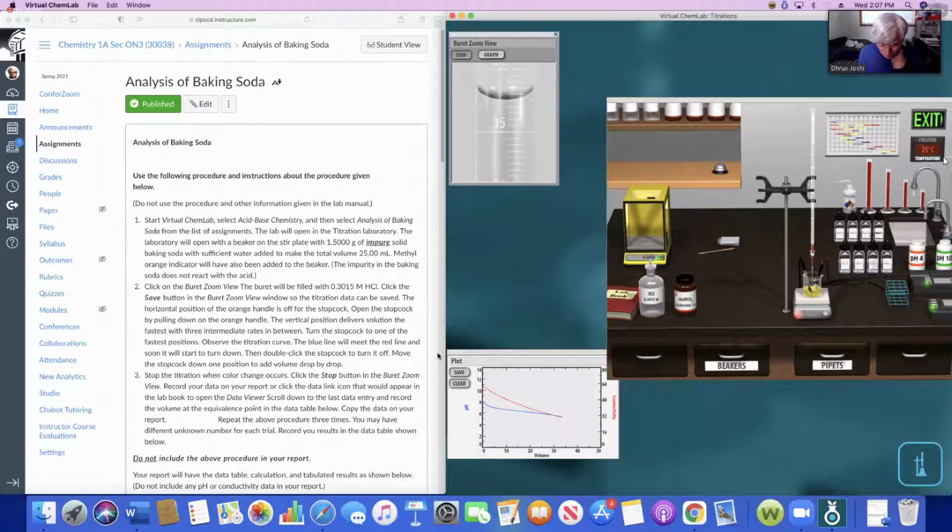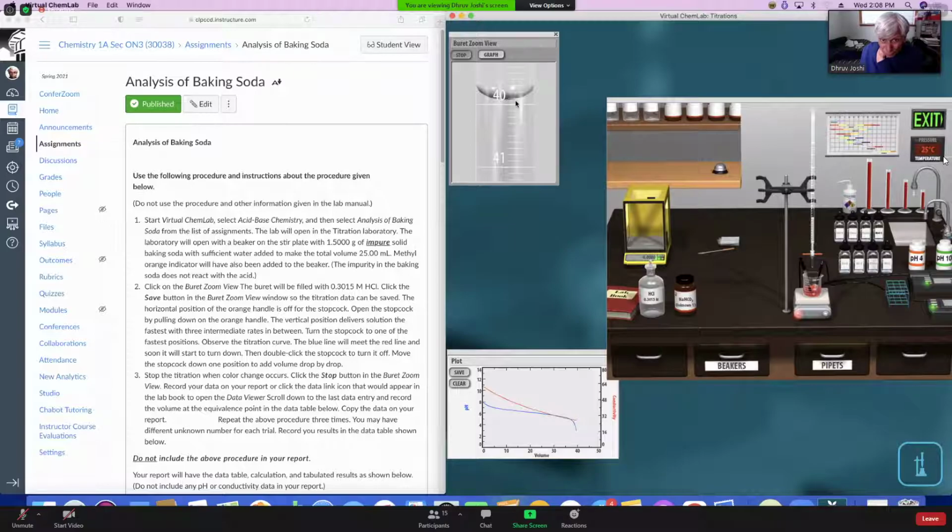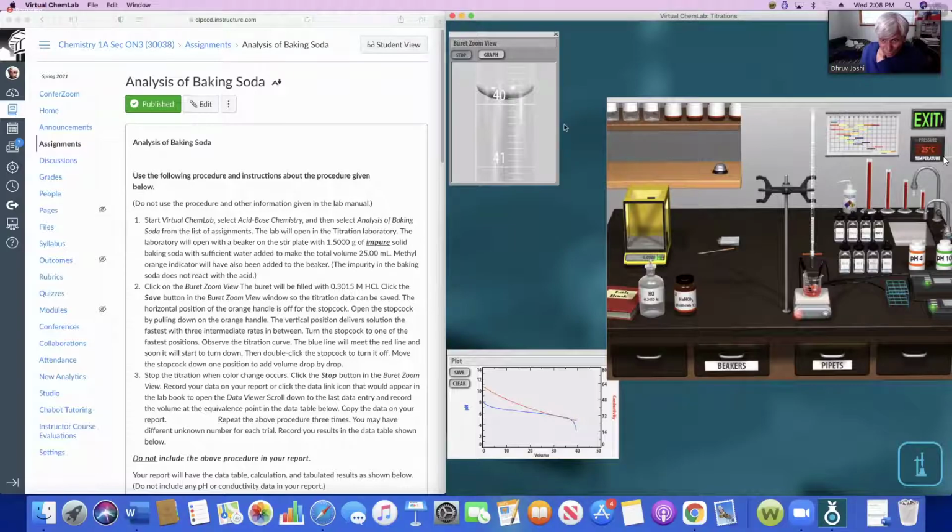Now, I'm gonna double click because now I see that the blue line is, hey, going down. Oh, good, good. Stopped and it changed color. So that's what I'm gonna write down, 39.91. This is 39.9 and a little bit more, 39.91. Maybe I have a little bit too much in here. First time that can happen.